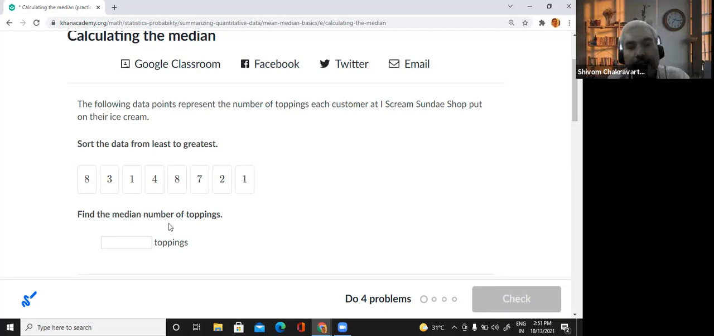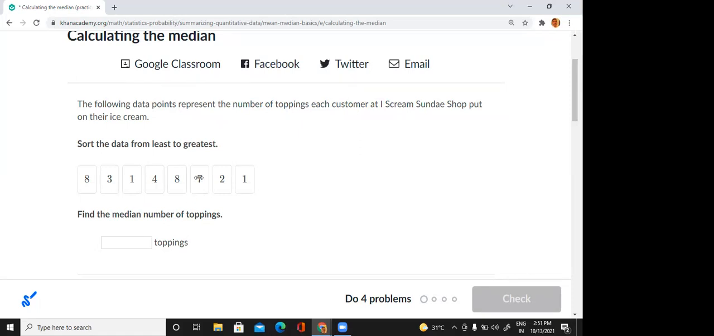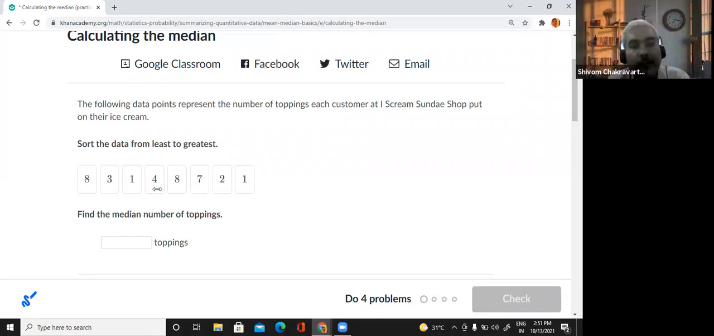So we want to find out the median number of toppings. Median number of toppings. So 7 divided by 2. In this we do not have to divide, we are to find the median number of toppings. So now we are not calculating the average or mean, we are calculating the median.